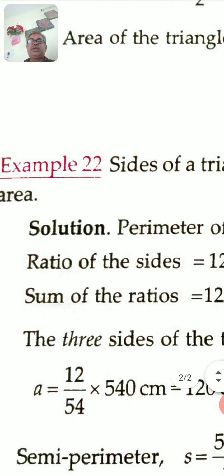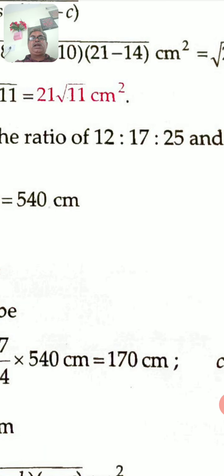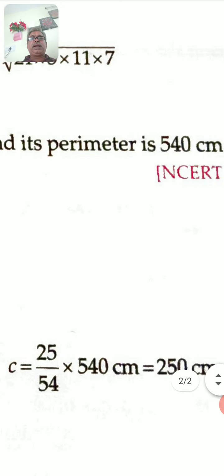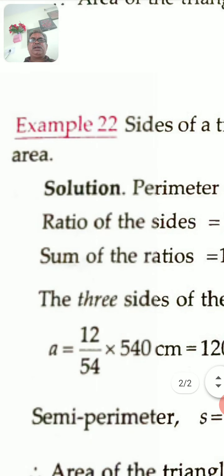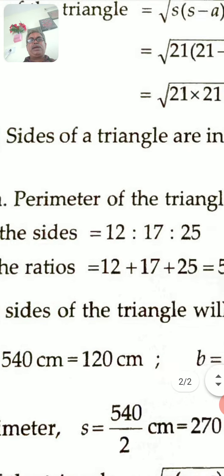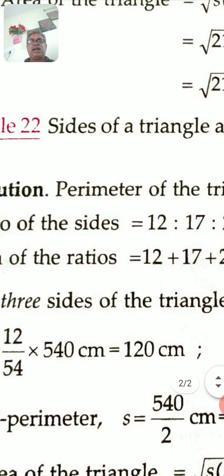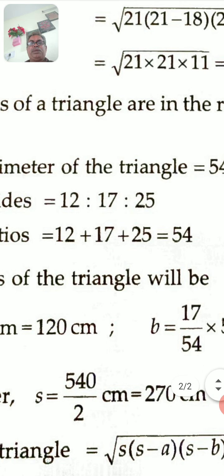One more example, you see. The sides of the triangle are in the ratio 12 is to 17 is to 25. The ratio of the three sides of the triangle is given and its perimeter is 540 centimeter. Find its area. This is the example. Now the perimeter is 540 centimeter and the ratio of the sides is like this. Then the sum of the ratios is equal to 54.